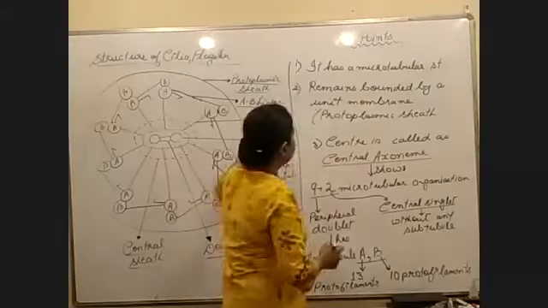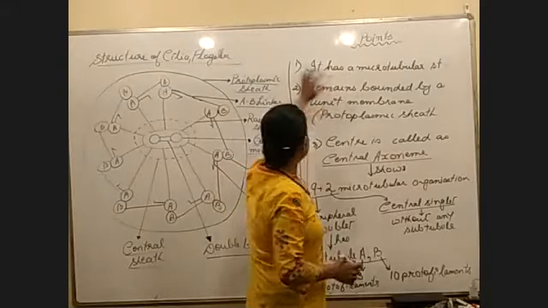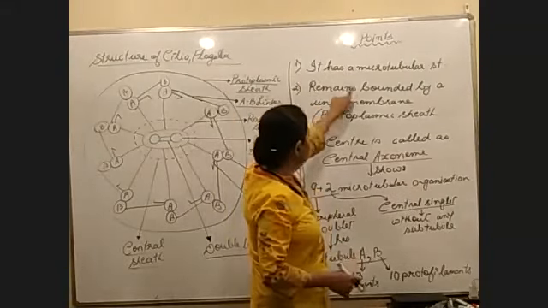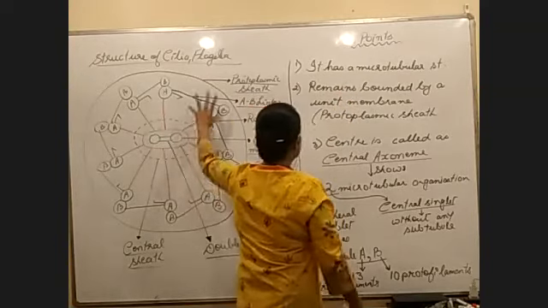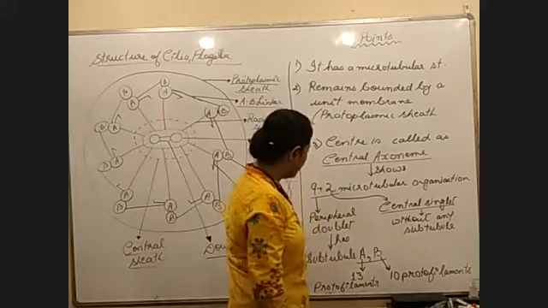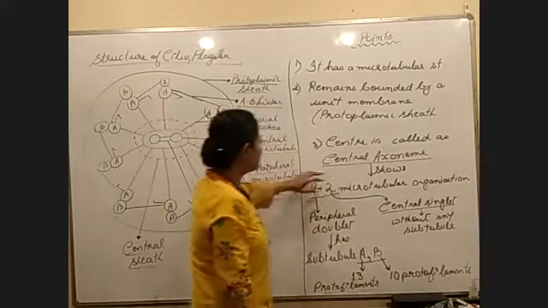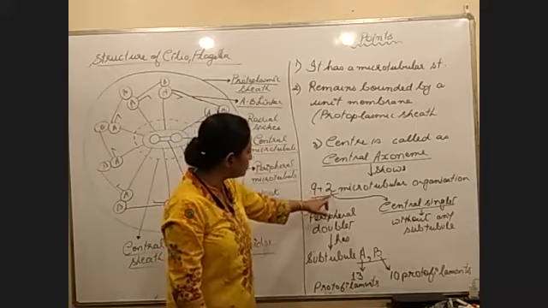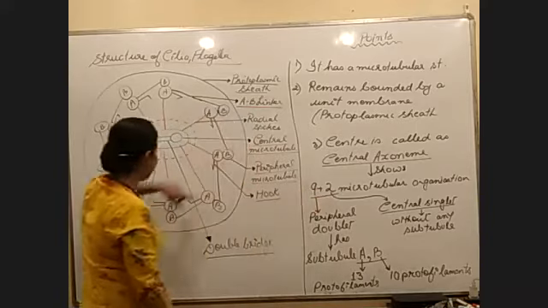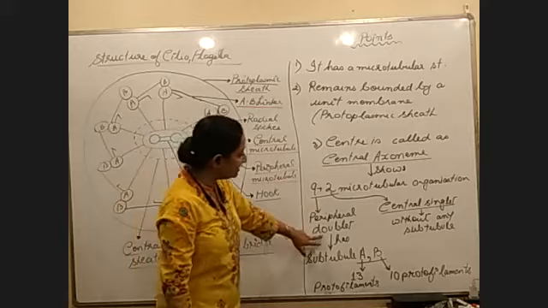So the points that we have discussed: it is a microtubular structure, the structure of cilia and flagella. It remains bounded by a protoplasmic sheet. The center is called the central axoneme, right? And this central axoneme is made up of microtubules, 9 plus 2. You have 9 in the periphery, which are called peripheral doublets.